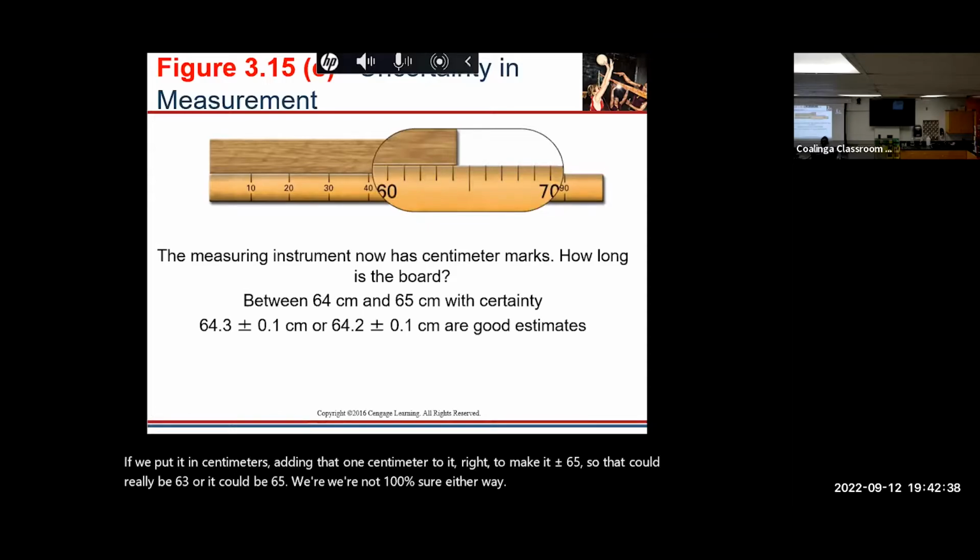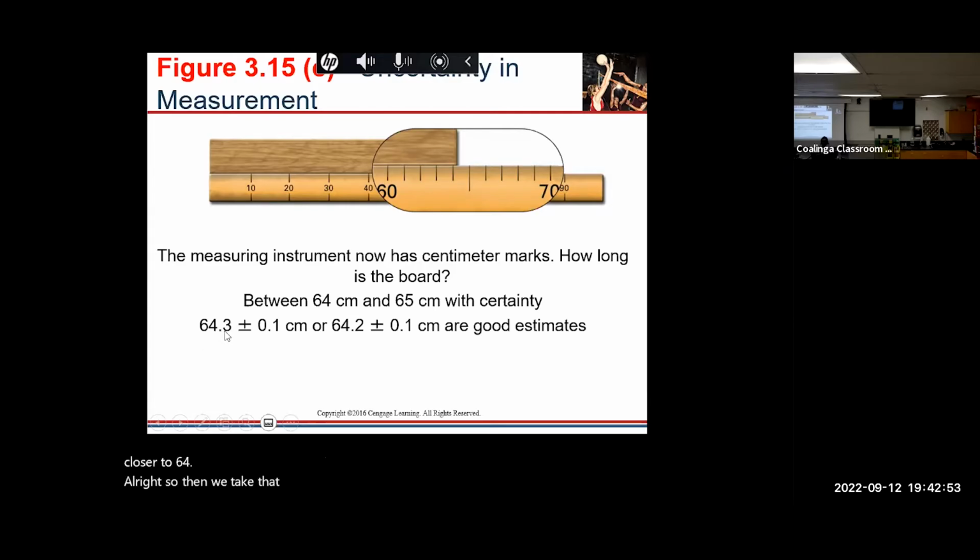So then if we get a little bit closer, we'll see that it's between 64 and 65, but kind of closer to 64. So we take that estimate, and we can say it's 64.3 plus or minus 0.1 centimeters. Or we could say it's 64.2 plus or minus 0.1 centimeters.